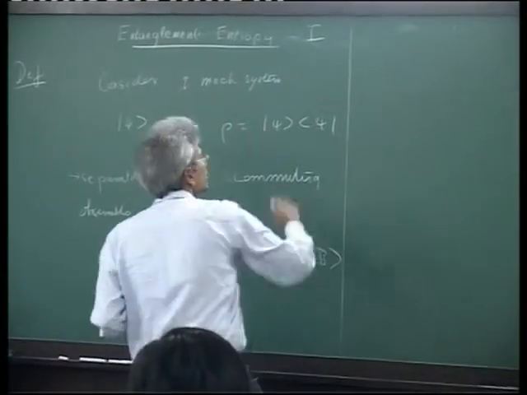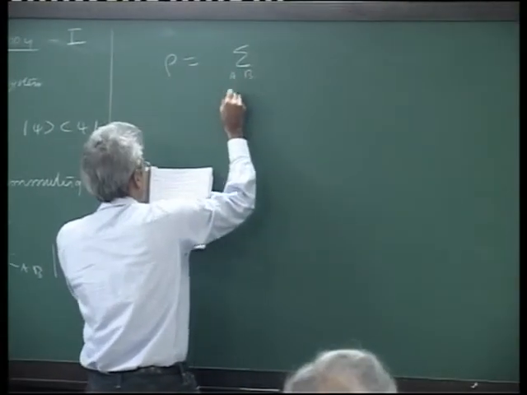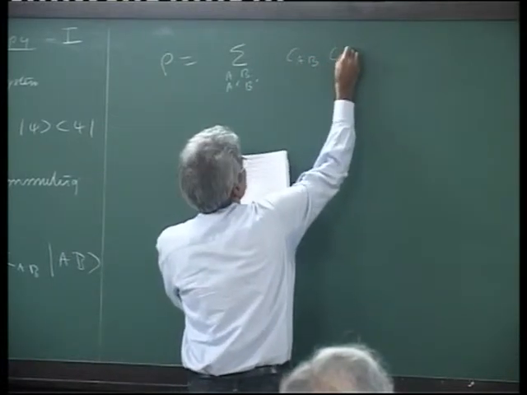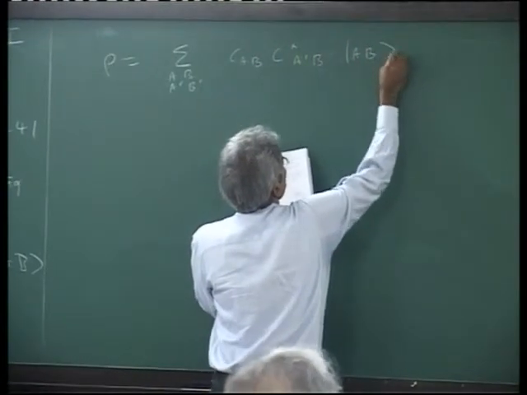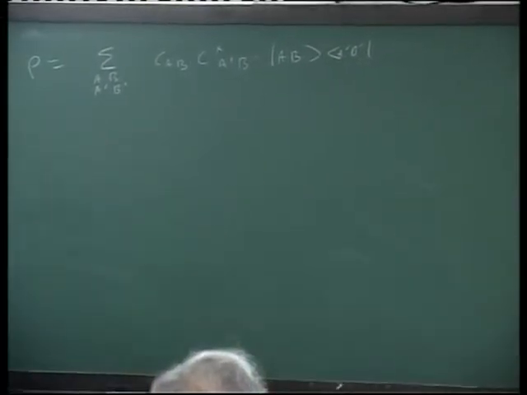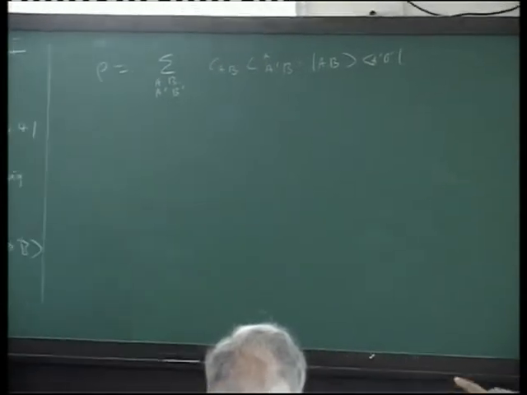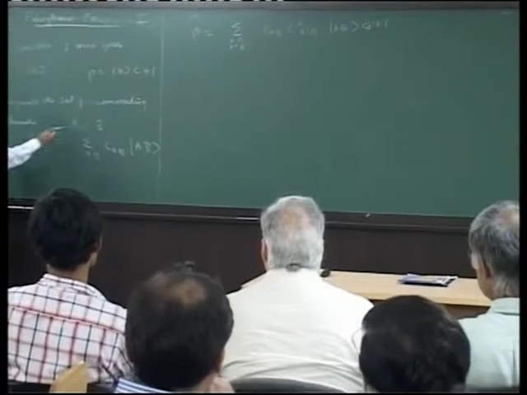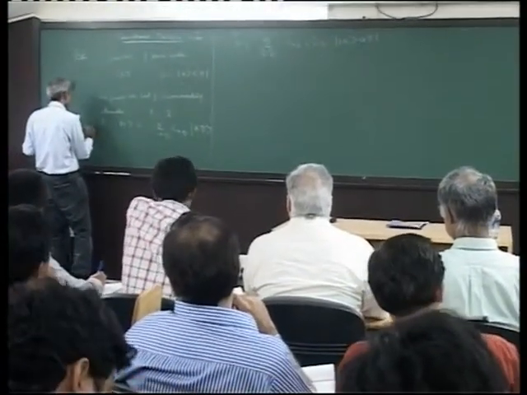So the density matrix by this definition, rho, is the summation over A, B, A prime, B prime of C_AB C star A prime B prime |A, B><A prime, B prime|. I've just substituted this inside. Sorry, just being precise: A and B together have to be a complete set of commuting observables.